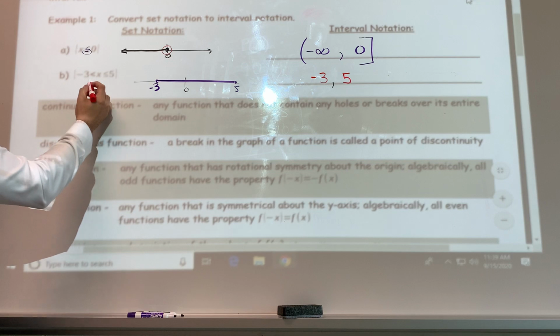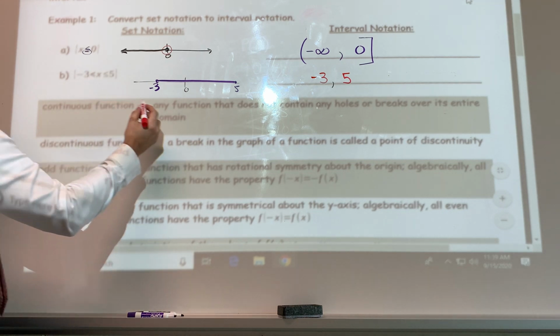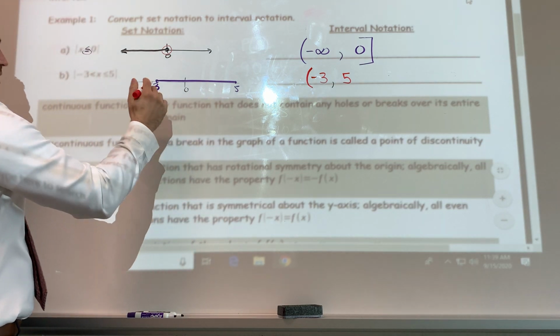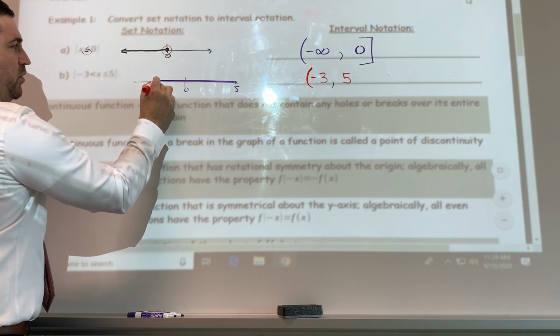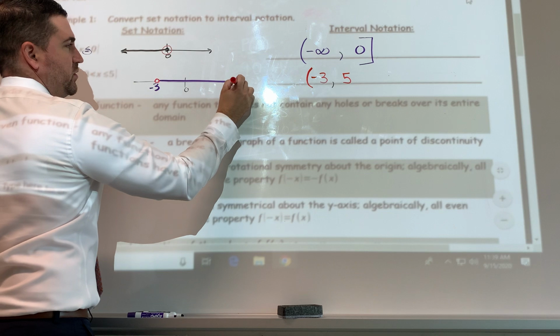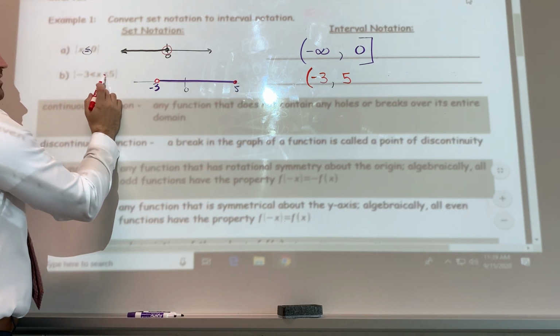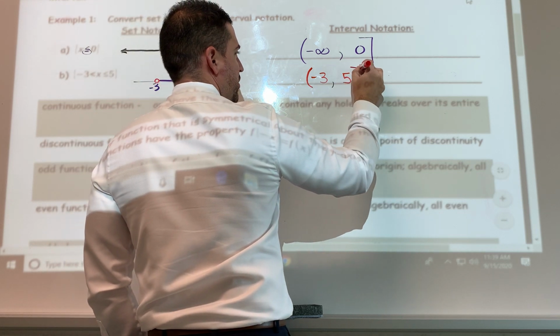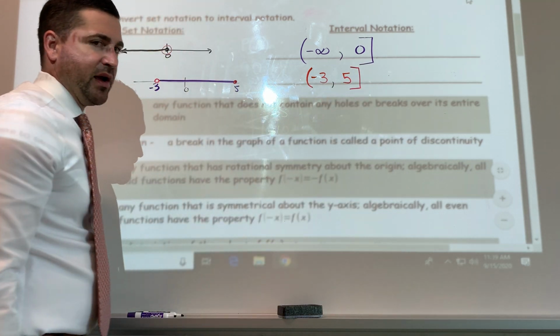Okay, going back here, we're not including the negative 3. So we have a round bracket. Sorry, on the number line, this should have been open, and this one will be closed. And lastly, this is less than or equal to 5. So then in our notation, we put a square bracket.